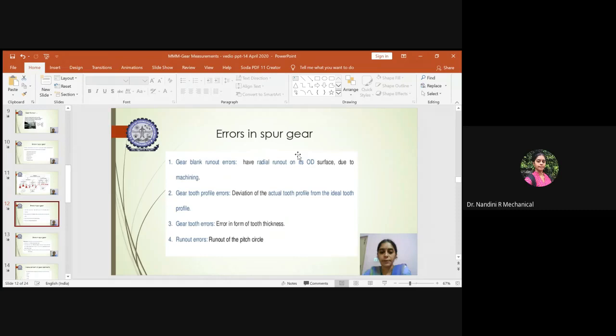So then we dealt with exactly how to overcome these gear blank runout errors, gear tooth profile errors.